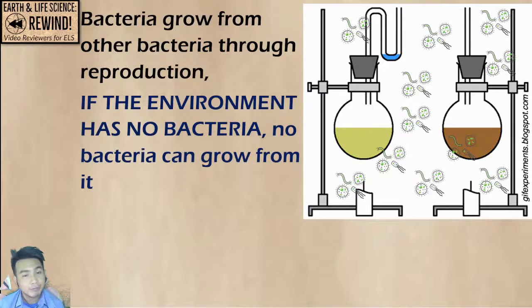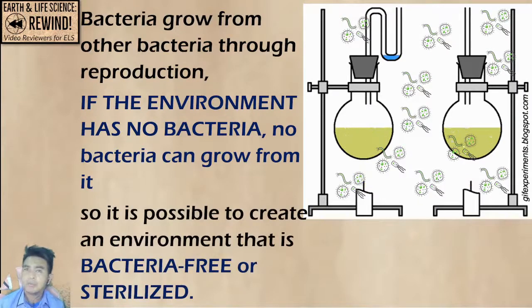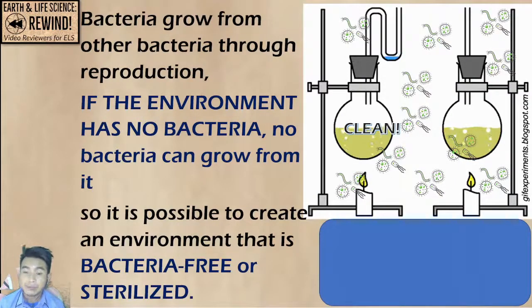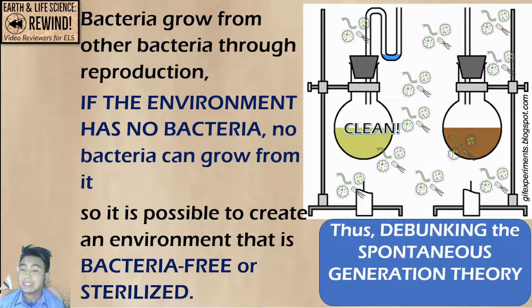If the environment has no bacteria, none can grow from it. So it is possible to create an environment which is bacteria-free or sterilized. In fact, it was Louis Pasteur that created the concept of pasteurization and sterilization that helped increase the quality and sanitation of our food products. So pretty much, the biogenesis concept, in which life came from other life, is already established, and the spontaneous generation theory is already debunked. Is it for good?